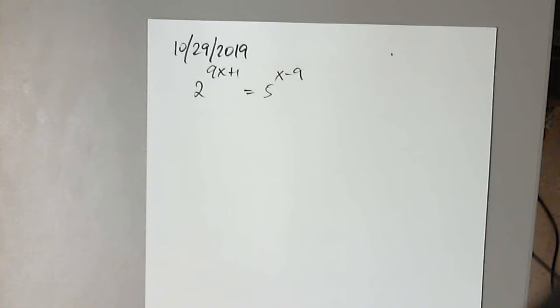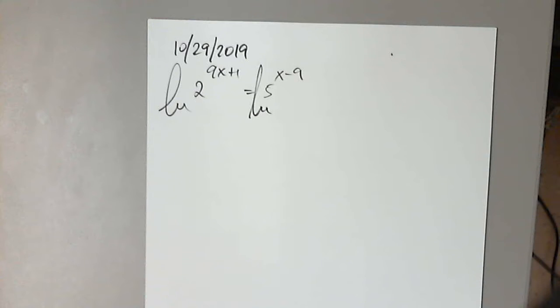Exponential. Very good, because the variable is at the exponent level. Excellent. Okay, can I make 2 and 5 with the same base? No. So my only chance is to apply the inverse function, which would be either natural log or common log. Yes, very good. Thank you. So let's apply natural log.